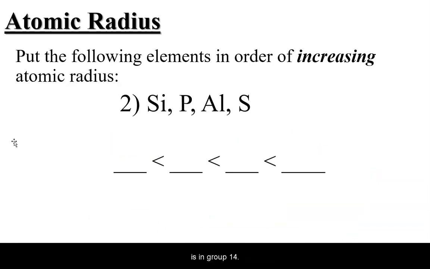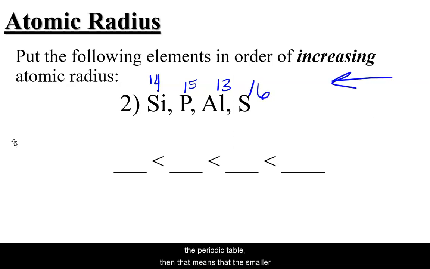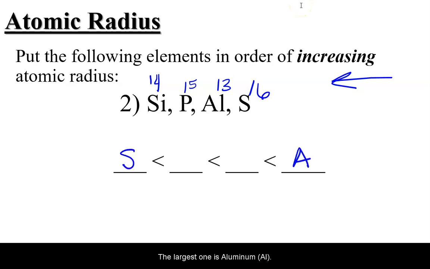So silicon is in group 14, phosphorus is in group 15, aluminum is in 13, and sulfur is in 16. So if it increases this way across the periodic table, that means that the smaller groups have a larger size. So the smallest one would be sulfur, the largest one is aluminum, then comes silicon, then comes phosphorus.